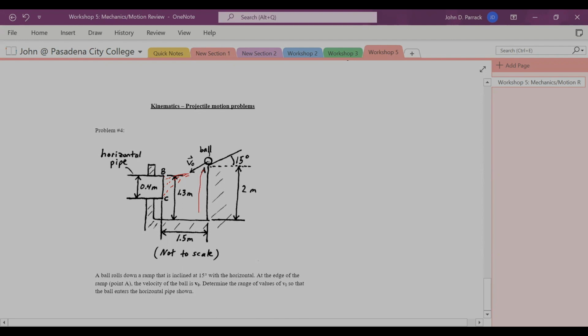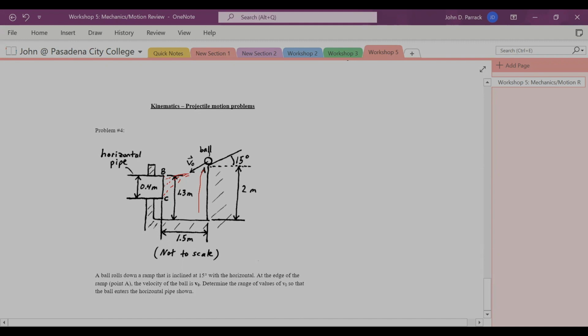If it rolls too fast, the drawing is not to scale. It kind of doesn't look like this would be the case. It kind of looks like if it rolls super fast, it'll just go straight in. But the drawing is not to scale. If this rolls too fast, it would just overshoot the pipe. It would just go straight over. So we need to find some range of speeds such that we land in the pipe.